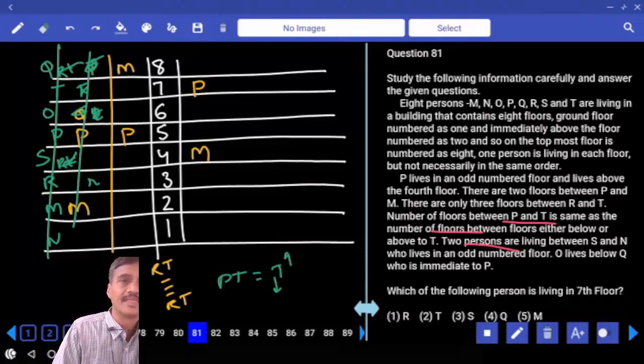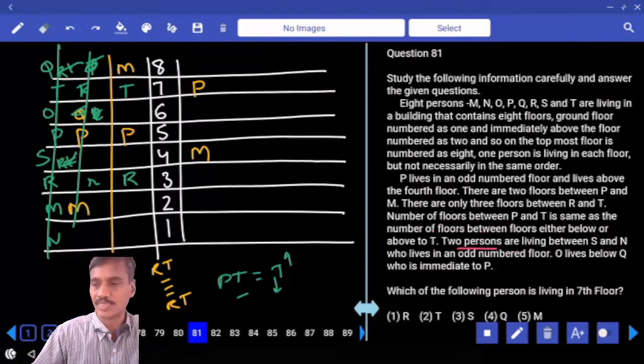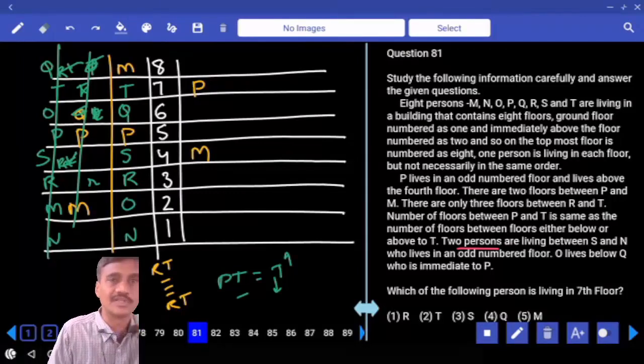I'm going to start again with the T only. Now if you take T at this place, the number of floors above this T is 1. In between P and T there must be exactly 1. The given information is valid. And there are 3 in between T and R, R is here. Next information: 2 persons between S and N, and N is on an odd number floor. N is here, 1, 2, S is here. And at the same time, O lives below Q, and Q is adjacent to P. Q is here, O is here. This is the final arrangement.